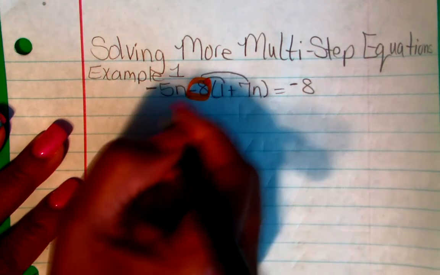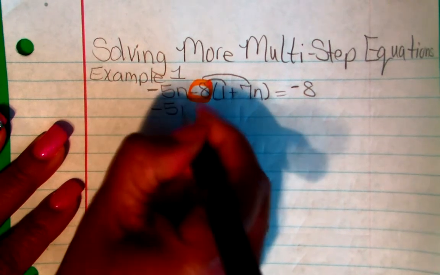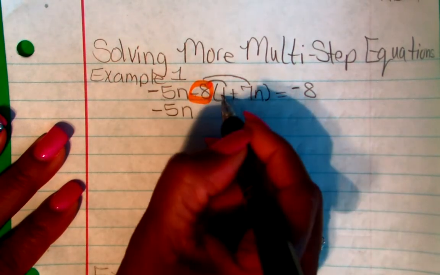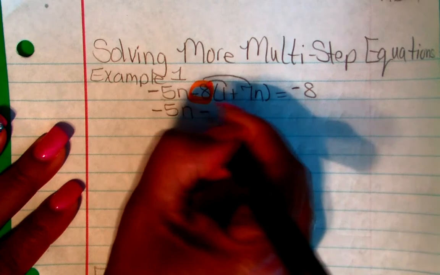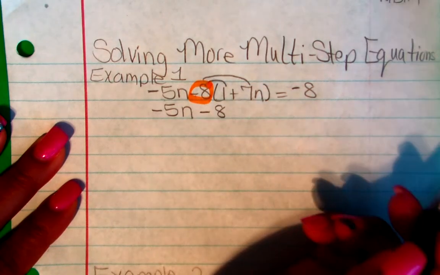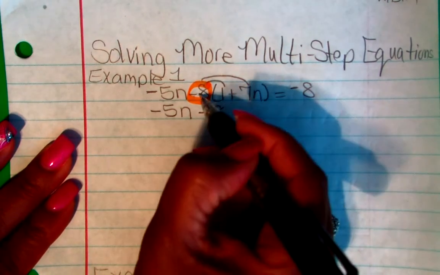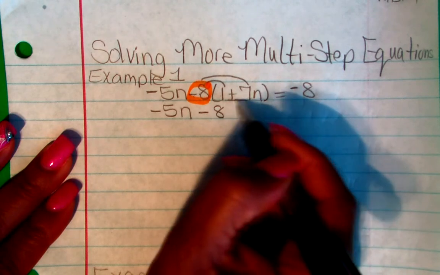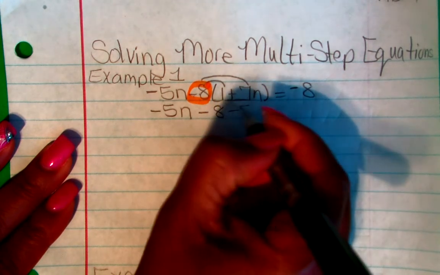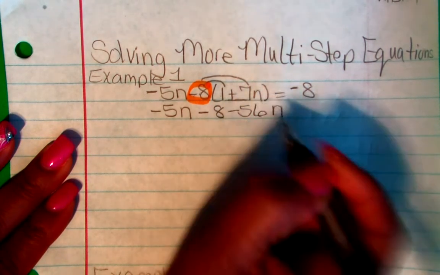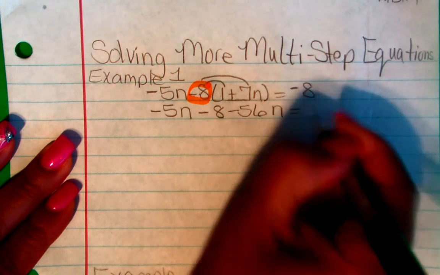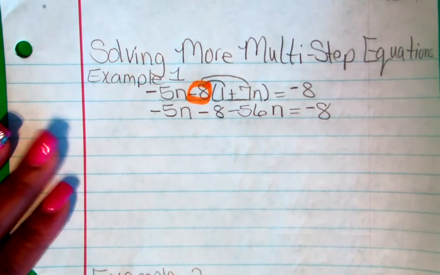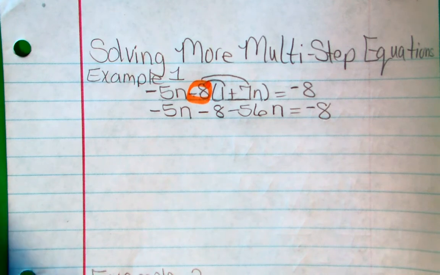Okay. So I'll bring down the -5n. Then I'm going to say -8 times 1. And I'm going to go ahead and say -8. I'm not going to write that step down. -8 times a +7. That's going to be a -56. Don't forget the n. Equals -8. Now I've gotten rid of the parentheses.